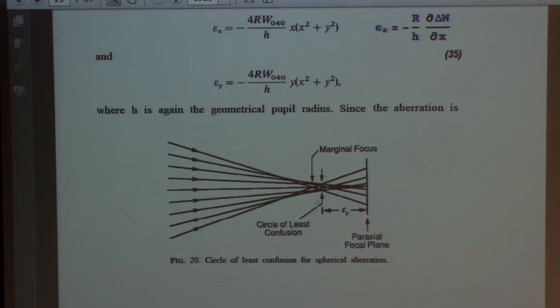And there will be some location here, and we'll worry about that in a minute, but some location where the size of this mess is a minimum. And we'll call that the circle of least confusion. And that would be some distance away from the paraxial focal plane.